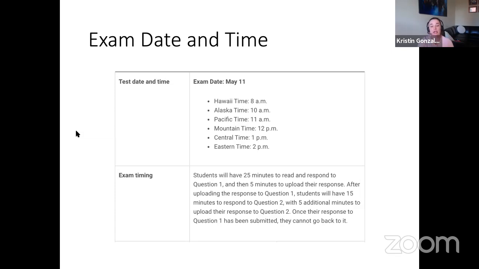As far as the timing goes, you're going to have 45 minutes for the exam. There's going to be 2 questions. You're going to have 25 minutes to read or respond to question 1. And then you'll have 5 minutes to upload your response. You're going to be able to either type up your responses or handwrite and submit those handwritten responses. After that time, you're going to move on to question 2. Question 2 is a 15-minute question with, again, another 5 minutes to upload your response. You cannot go back to question 1 after that time is over. And everybody is going to be taking it at that same time.